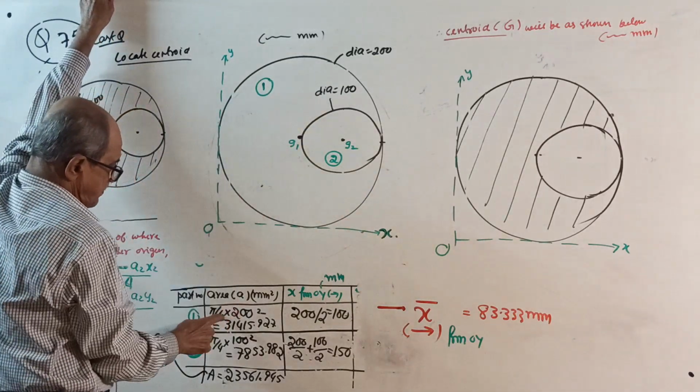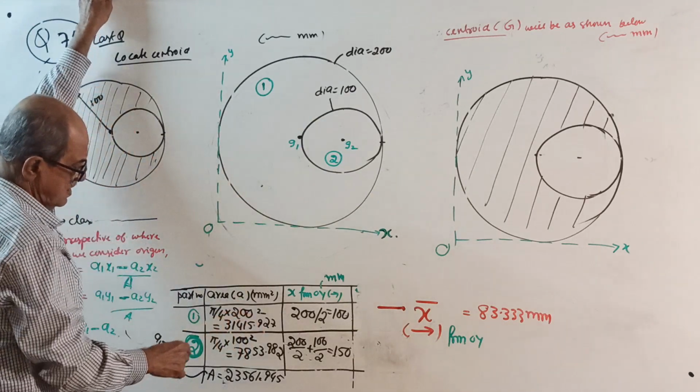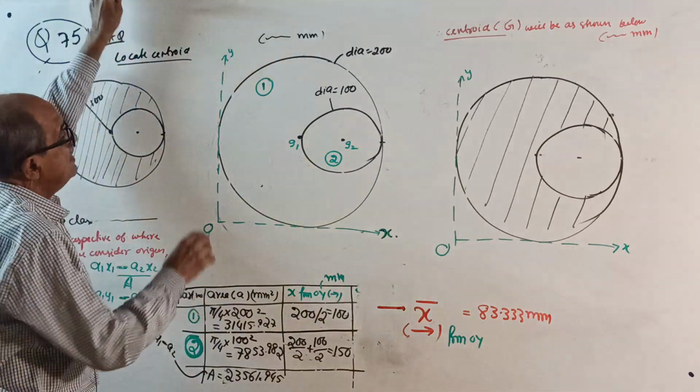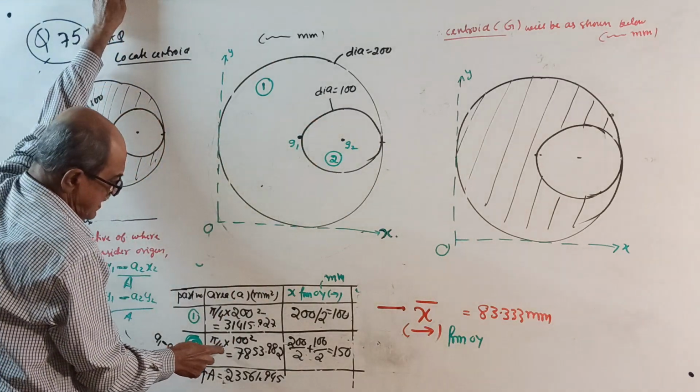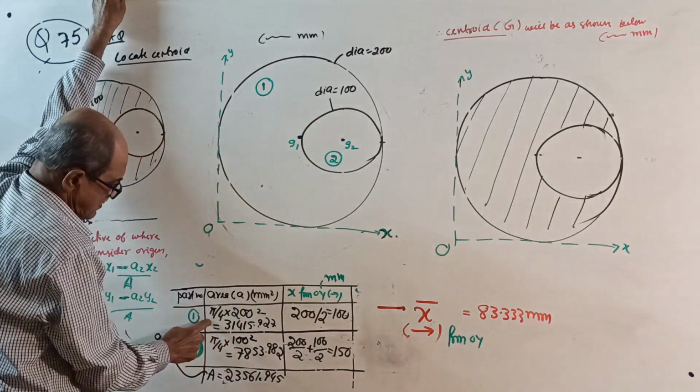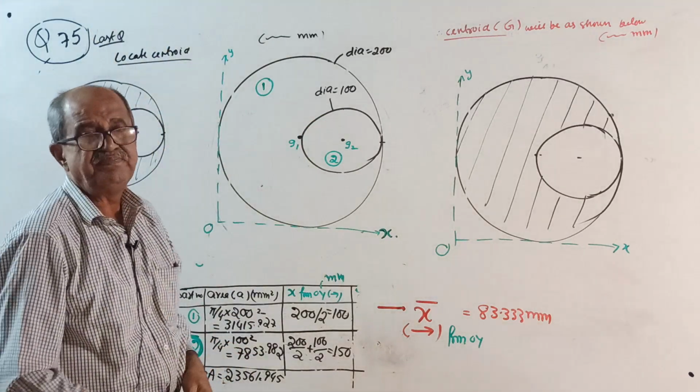A1 is pi by 4 of 200 square, which is 31415.927. A2 is pi by 4 of 100 square. A1 minus A2 will give the total area.